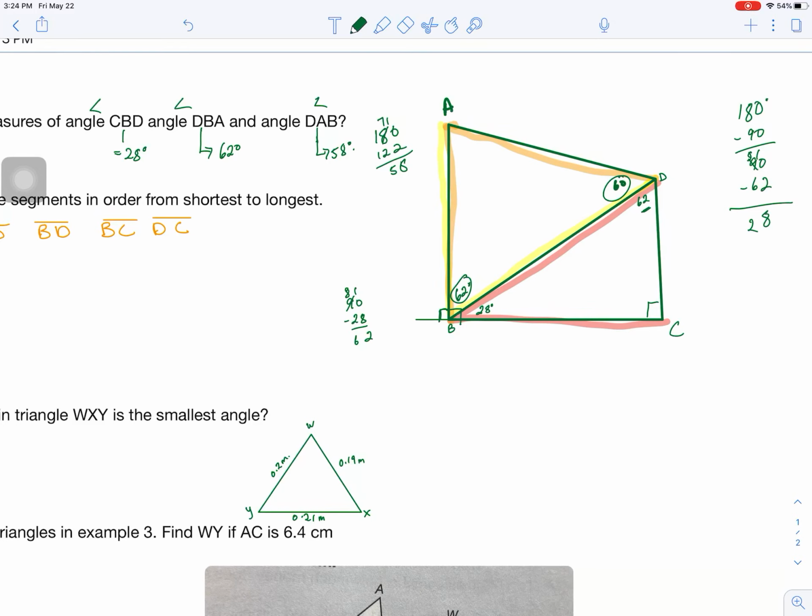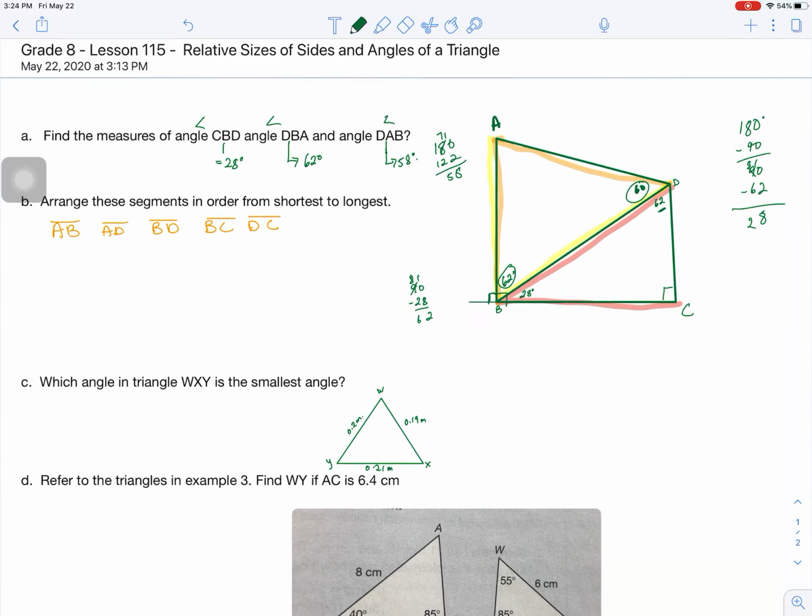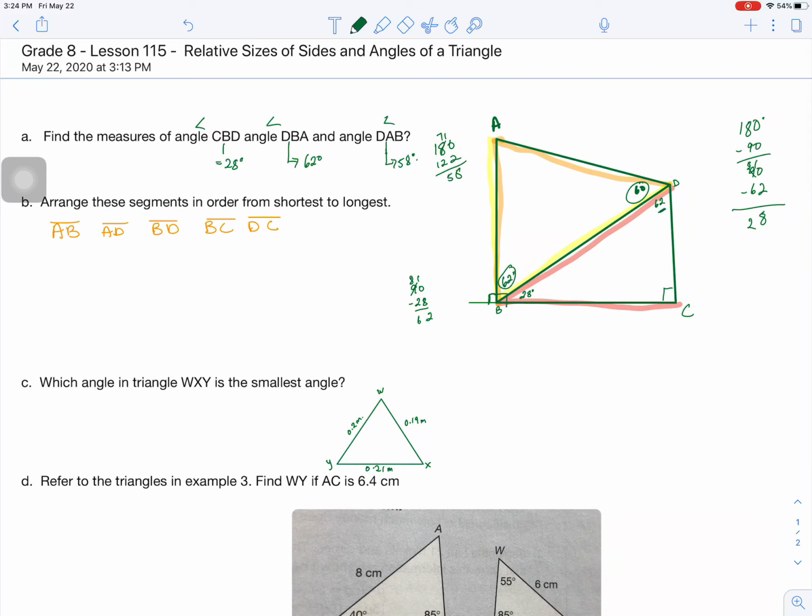We are at 58 degrees. Now you got to remember that our shortest angles are going to be opposite our shortest side. So it says arrange these segments into order from shortest to longest. So if we look at our angles over here, we can see that our shortest side will be here. So that means angle DC is going to be your smallest angle.